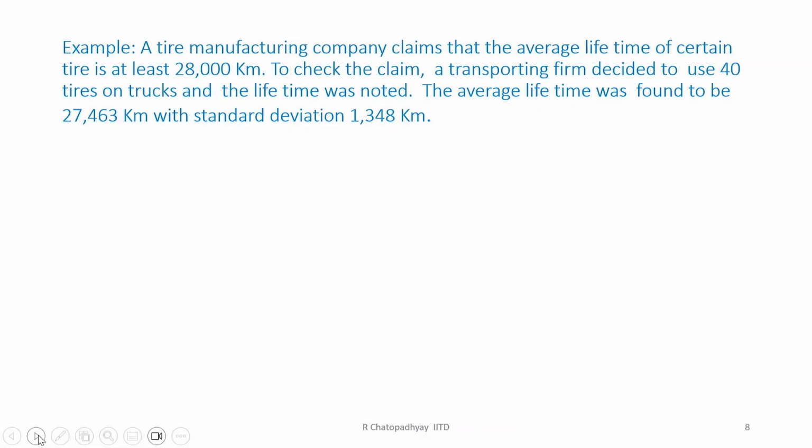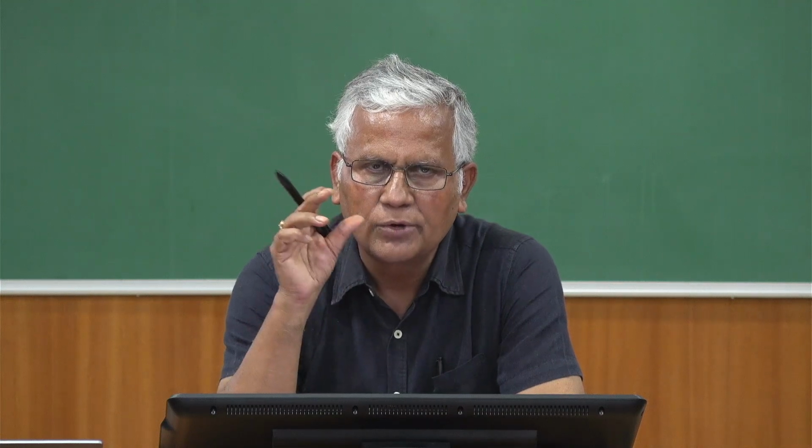There's another example. Now read the example first. A tire manufacturing company claims that the average lifetime of a certain tire, this is an automobile tire, is at least 28,000 kilometers. This is a manufacturing company that is claiming. You know the tire manufacturing companies which are there in India.